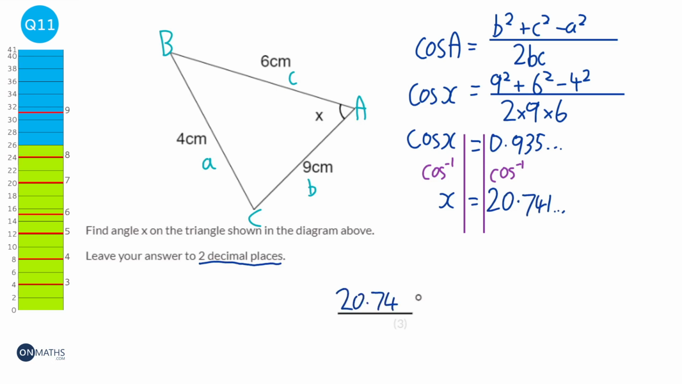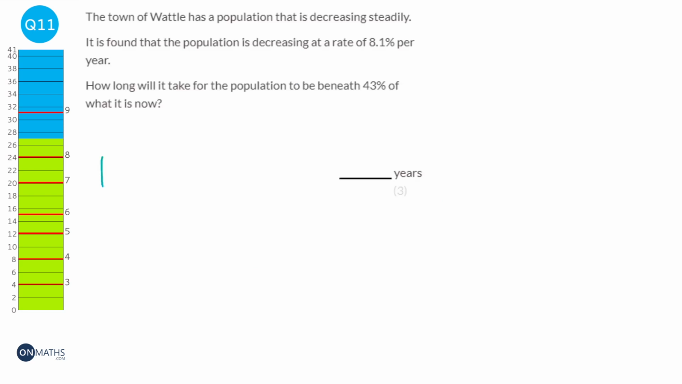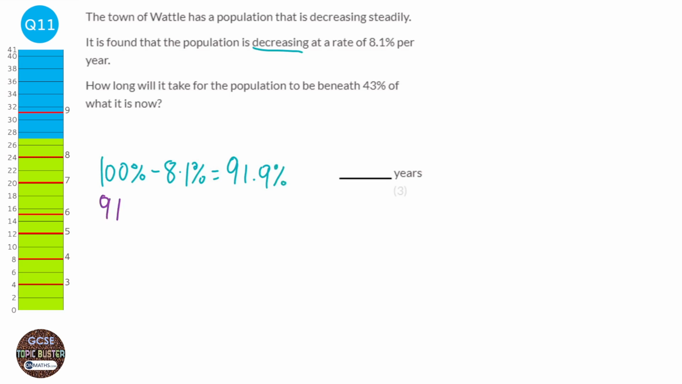So we're going to start by finding the multiplier. So we start off with 100%. It says it's decreasing at a rate of 8.1%, so we're going to take away the 8.1%, and then when we do that we get 91.9%. Make that a multiplier by dividing it by 100, essentially making it a decimal.